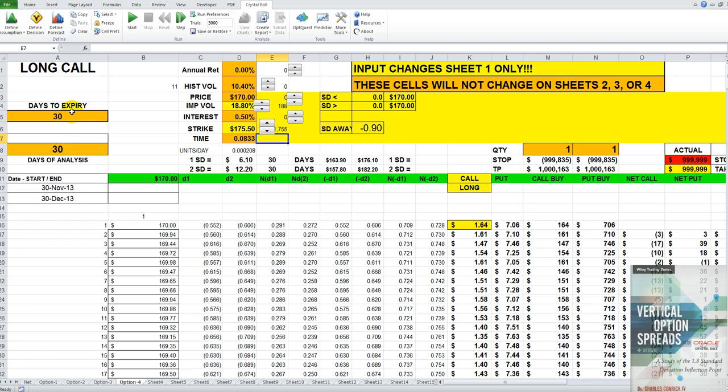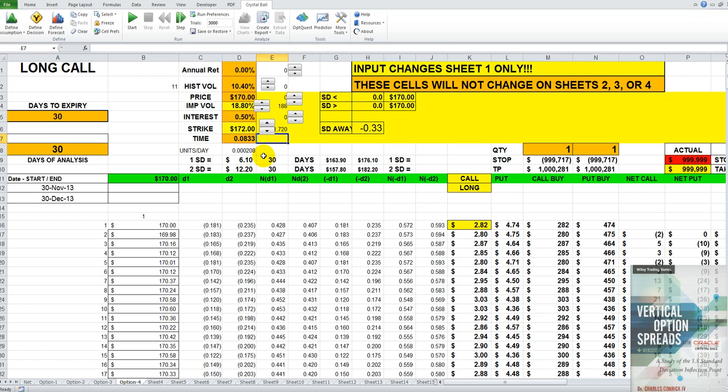And you might recall that since the input central was on tab option 1, the days to expiry is grayed out and not available to you, as is annual return, historical volatility, the price. The implied volatility you can change to match whatever you want on the long call. Interest rate is grayed out, or browned out, if you will. Strike price is up to you. You can change that if you wish, no problem. And the time is grayed out to you. So the only real purpose of this sheet is to set up a long call. So option 1, option 4, those two sheets are longs, long put, long call.